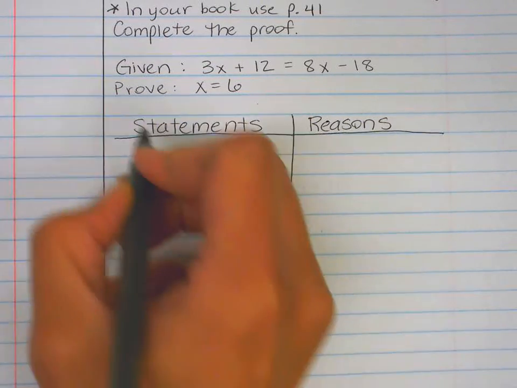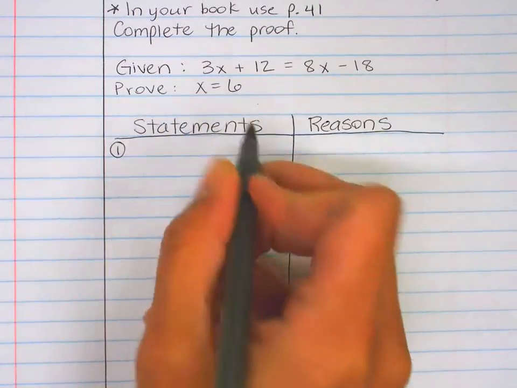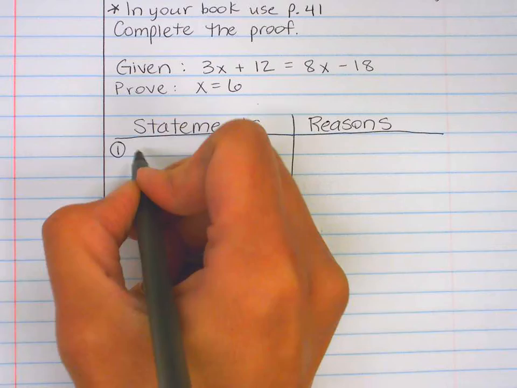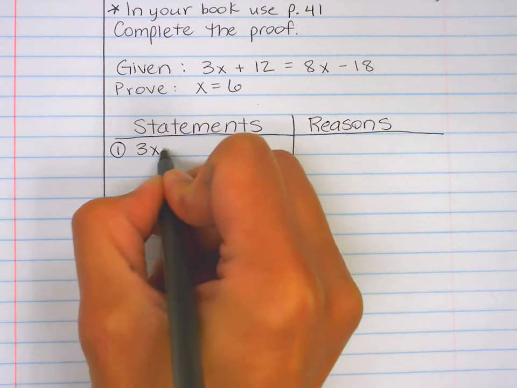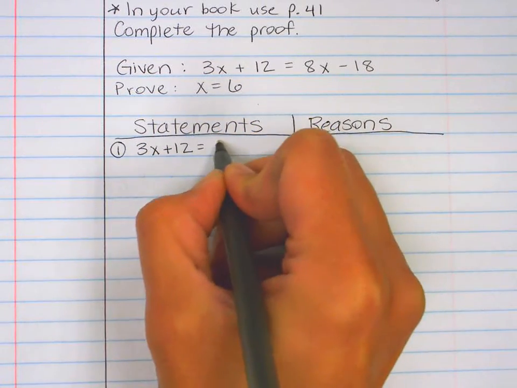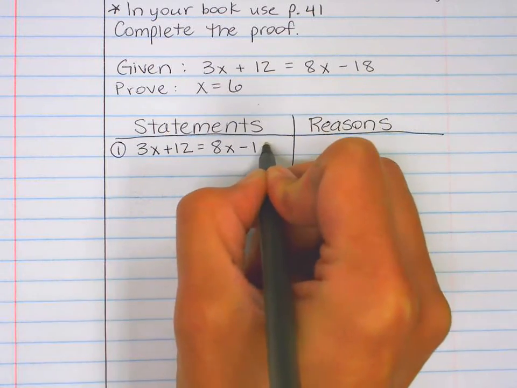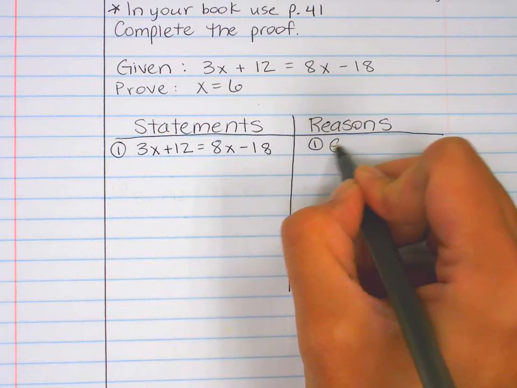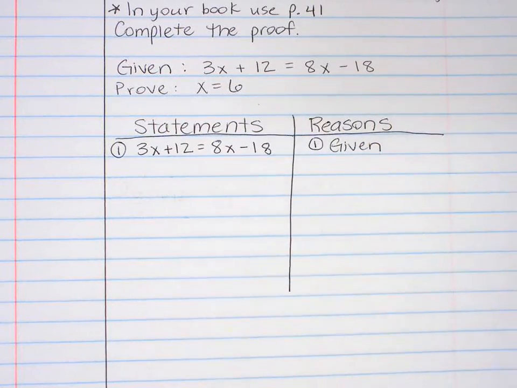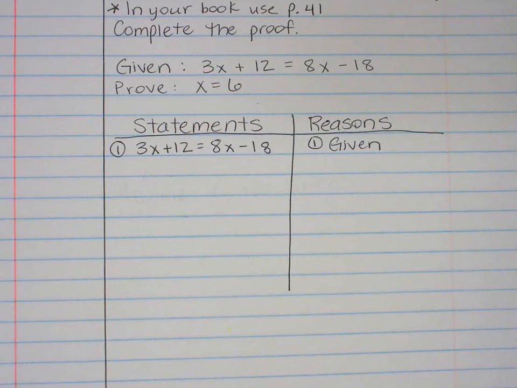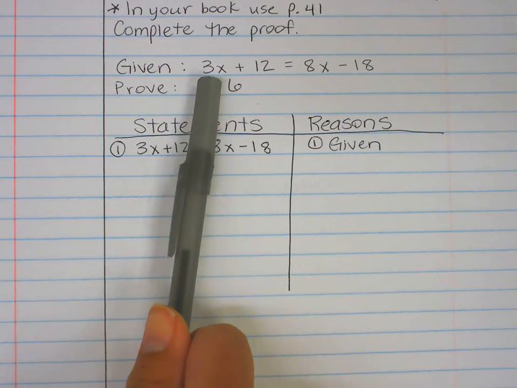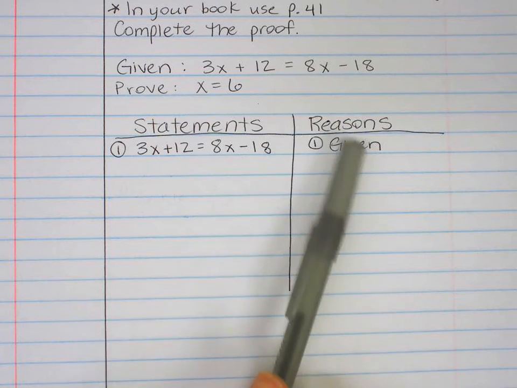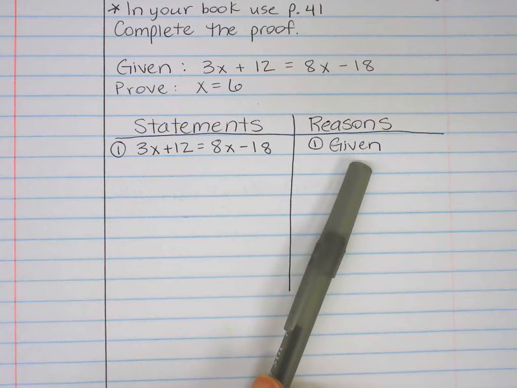Always start off with the given statement. So I look up here and I just copy this equation: 3x plus 12 equals 8x minus 18. The first reason is always given. So it should always be easy to start off a proof because it's right here. Your statement is whatever it is that's given, and then your reason is the word given. Always just write the word given.